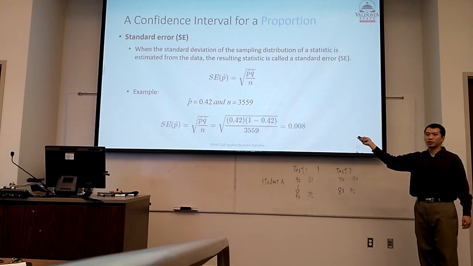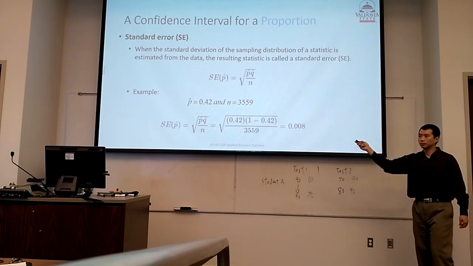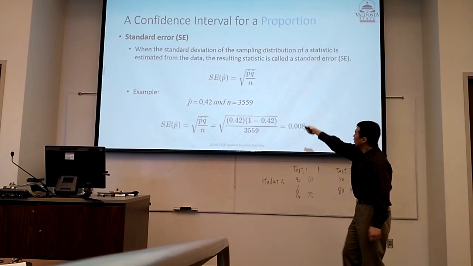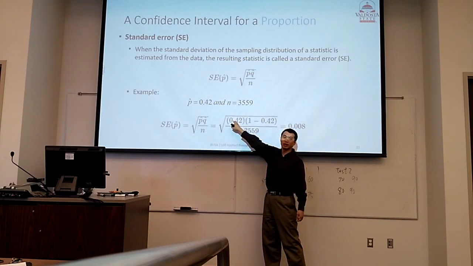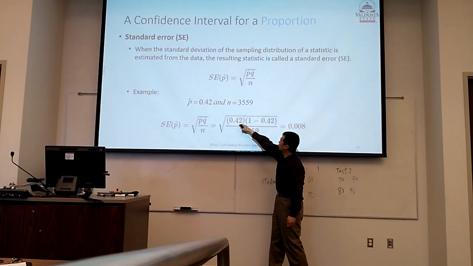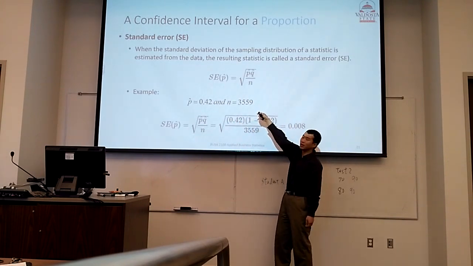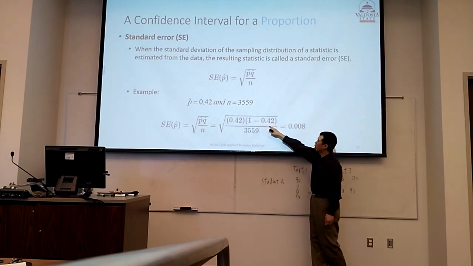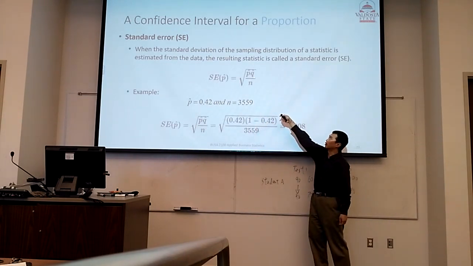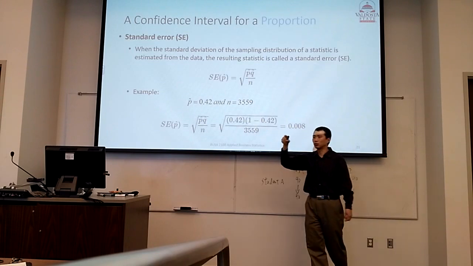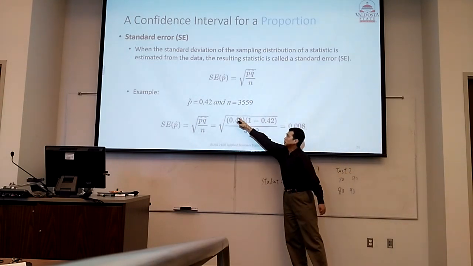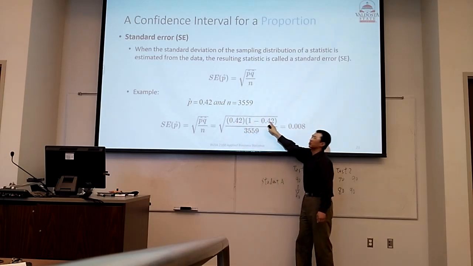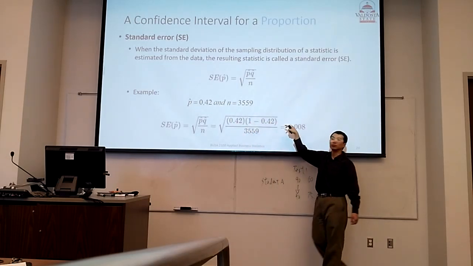Any questions on this slide? So this 0.42, that is p hat, right? This 0.42 is the p hat, and 1 minus 0.42 is the q hat. We know q is equal to 1 minus p, right? So this is p hat, and 1 minus p hat is equal to q hat.